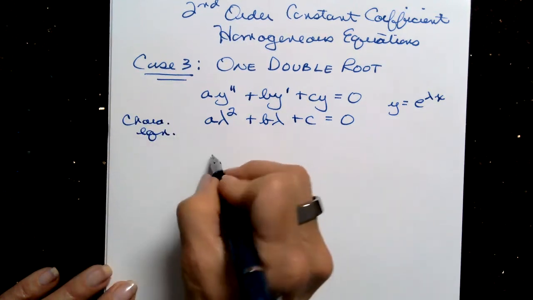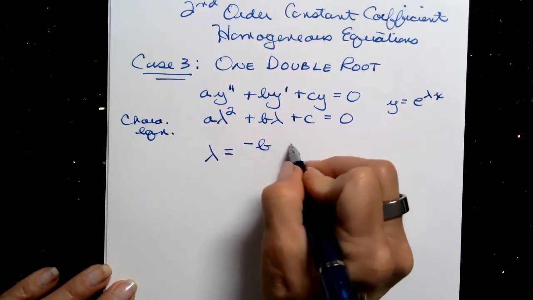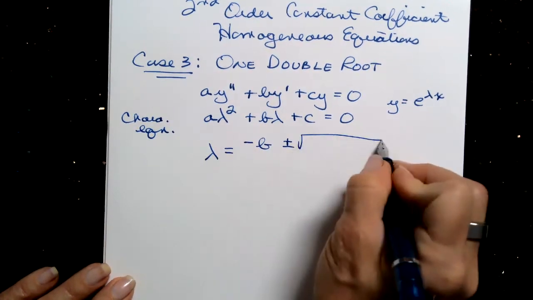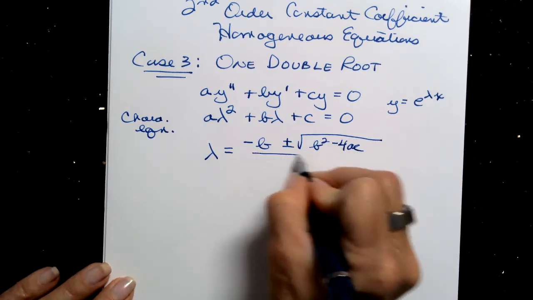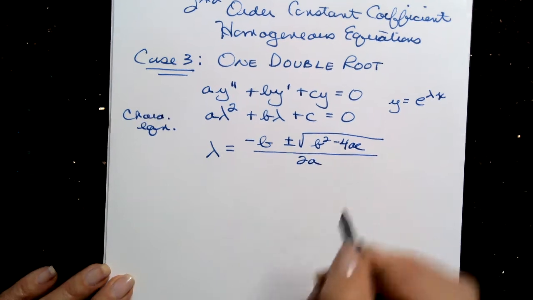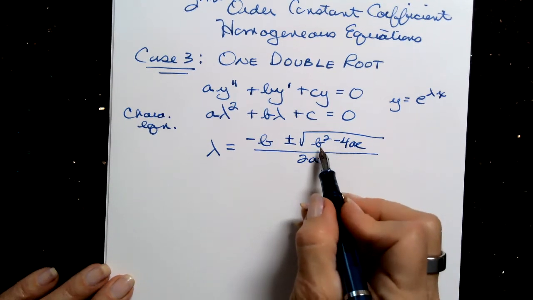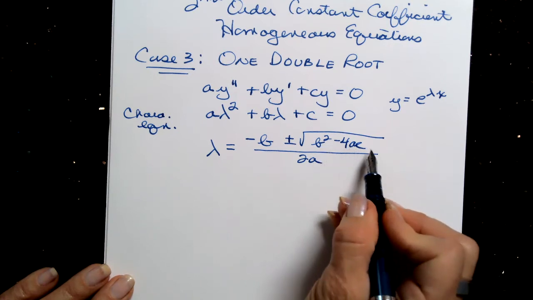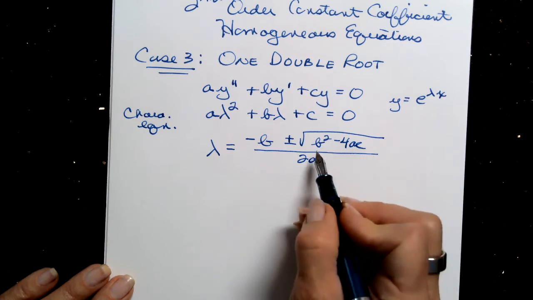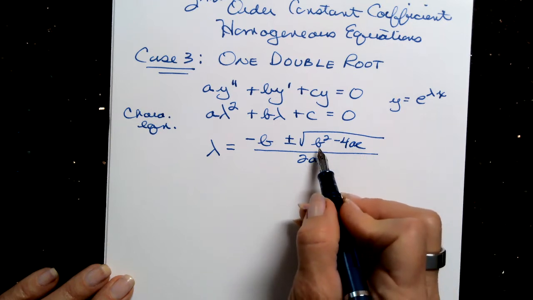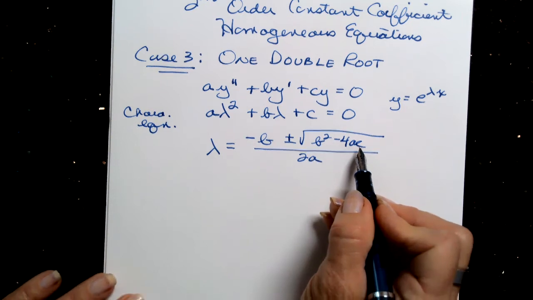And that's a quadratic equation. So to solve it, you use the quadratic formula. So you get minus b plus or minus the square root of b squared minus 4ac all over 2a. And in the previous modules, we looked at the case where b squared minus 4ac is positive, and so you get two real distinct roots. We looked at, in another video, the case where b squared minus 4ac is negative, so you get two complex conjugate roots.